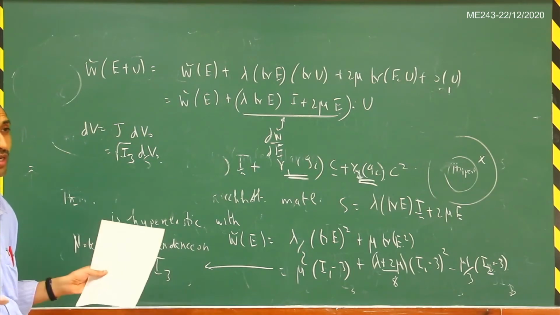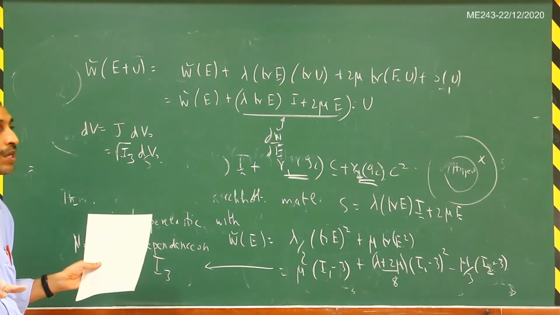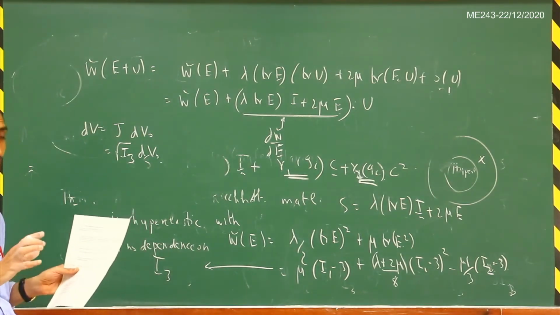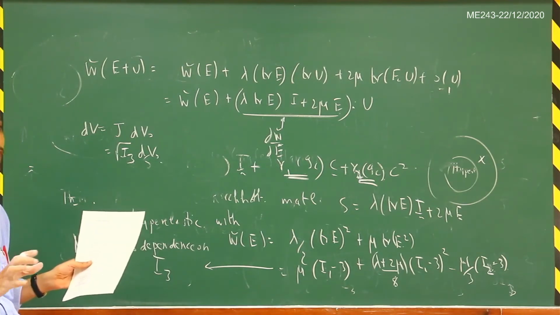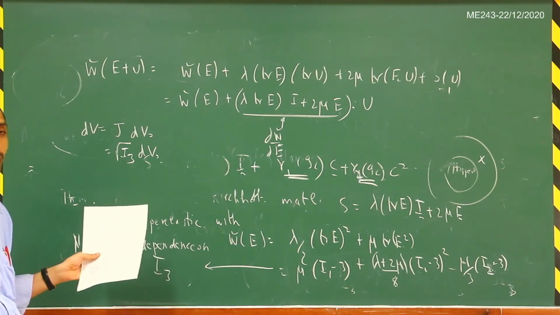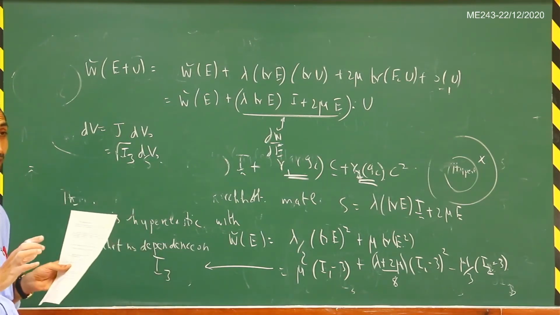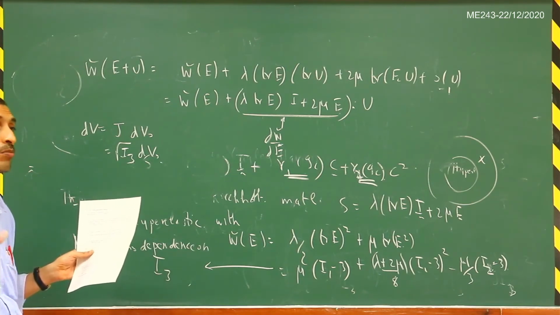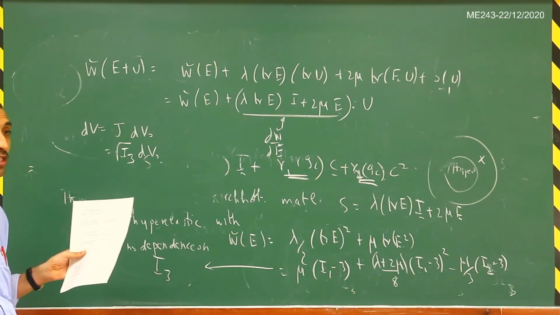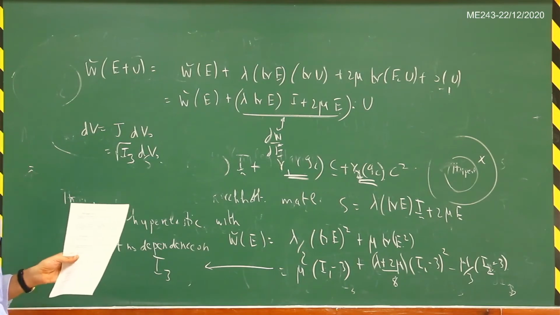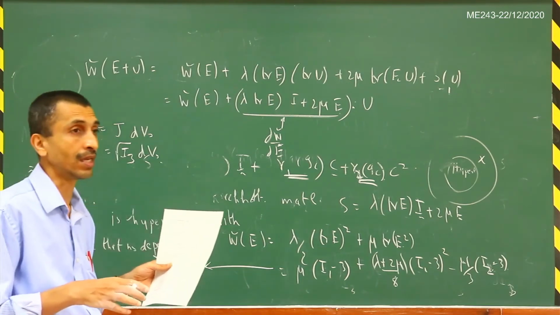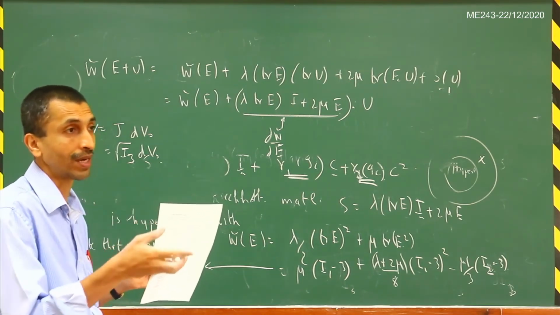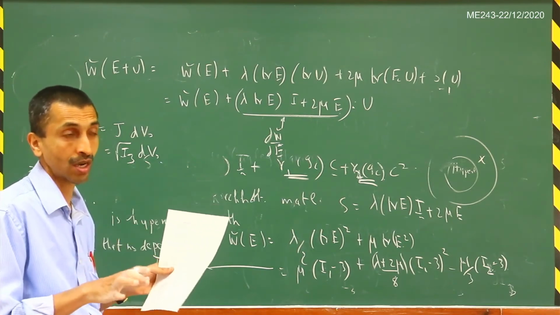You can use maybe one set of data or a few sets of data to fit the constants in your material model, but once this fitting is done, then your constitutive relation should be able to predict the response in a new situation where that experimental data has not been used to find your material constants.